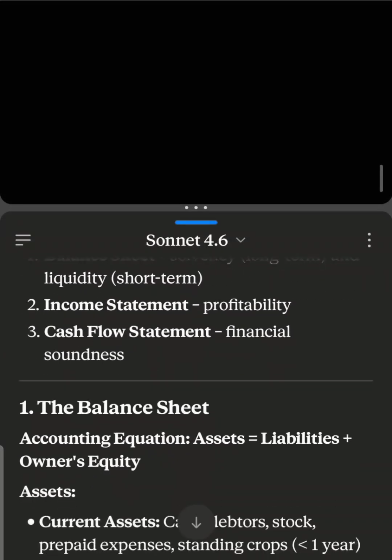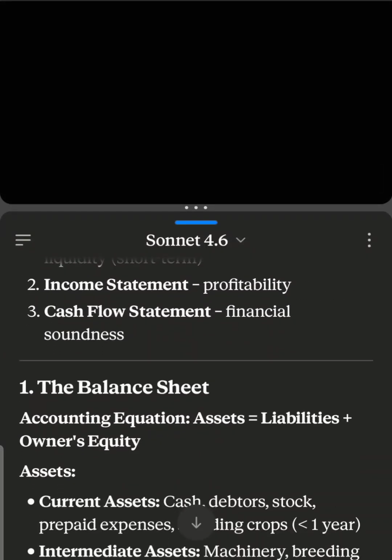Balance sheet, you're trying to see basically the assets and liabilities as well as capital. That's what you're comparing. And it all comes from one equation which we call the accounting equation, which is simply assets.